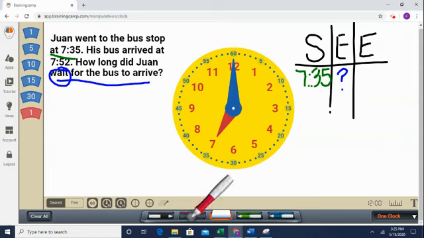His bus arrived at 7:52. So if his bus arrived, that's what time he stopped waiting for the bus. So the end time was 7:52.